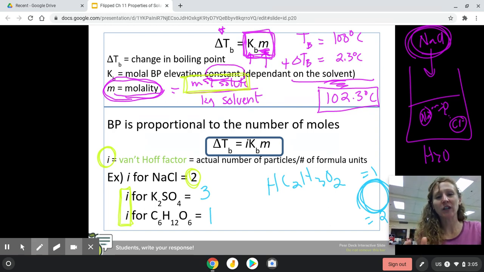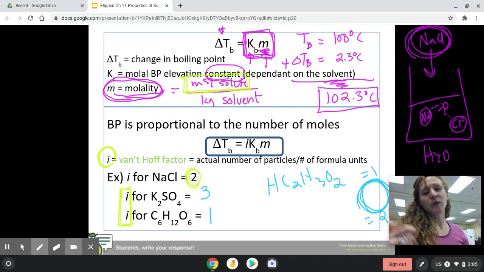So there are a couple tricky ones, but usually you're not going to deal with the tricky ones on the test. Just be aware that things that are slightly soluble, or weak acids and bases, are only going to break up partially.